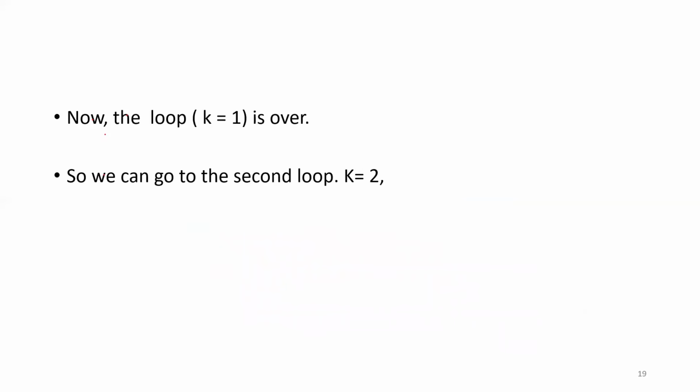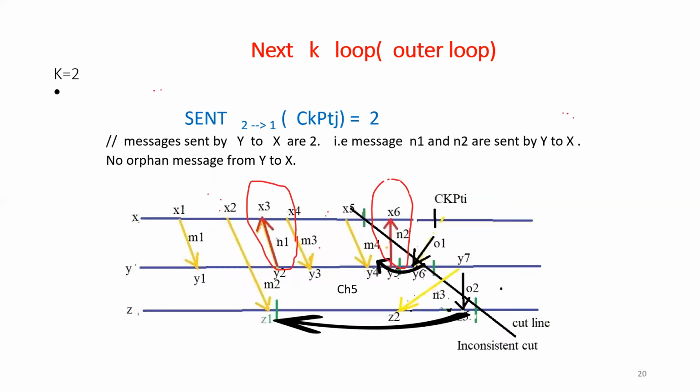So loop first to outer loop K1 is over. So we can go to the second loop K equal to 2. K equal to 2 means 2 to 1. So message sent by Y. Now we have moved to process Y. Now we are going to compute how many messages sent by the process Y to X, and how many messages the process Y sent to Z.